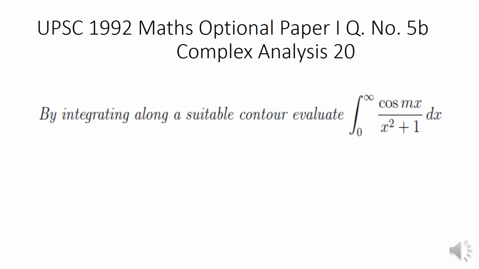And the second theorem is, if mod f(z) is less than or equal to capital M upon capital R to the power k, for z equal to capital R e to the power i theta, where k is greater than 0 and M are constants, and tau is the semicircle, then the limit as capital R tends to infinity of the integral over tau of e to the power imz f(z) dz is equal to 0.